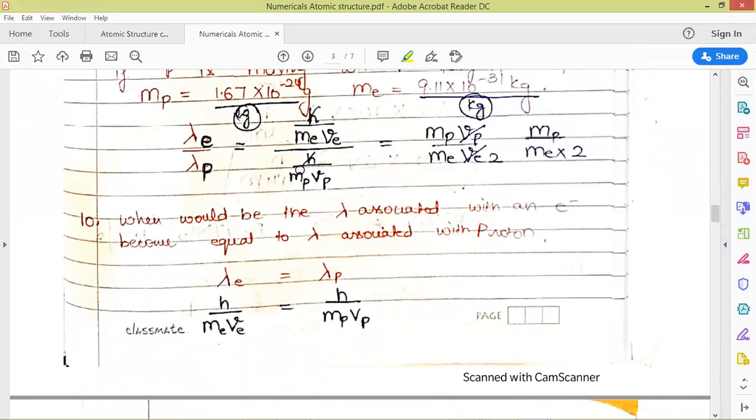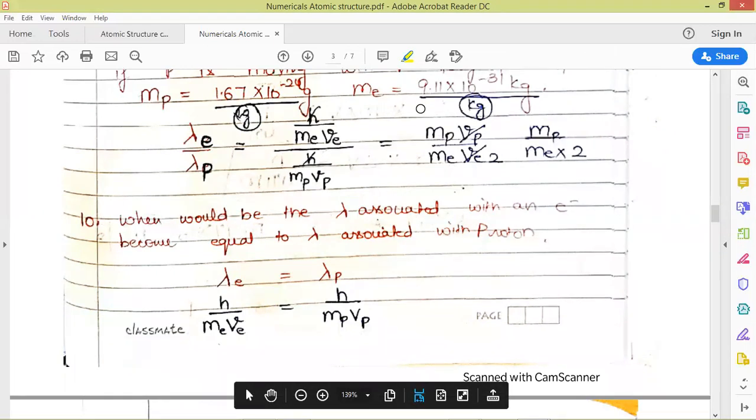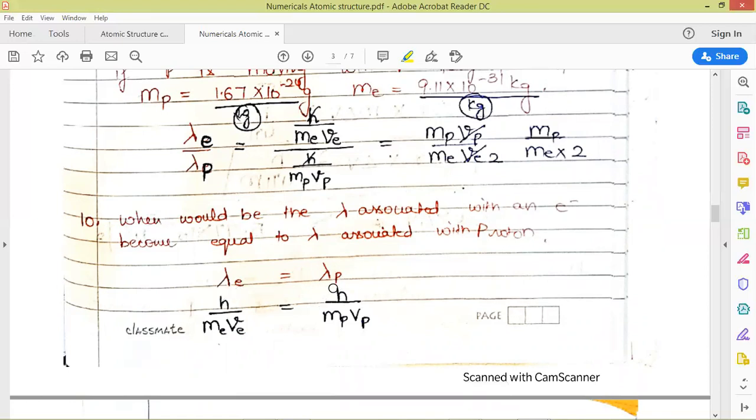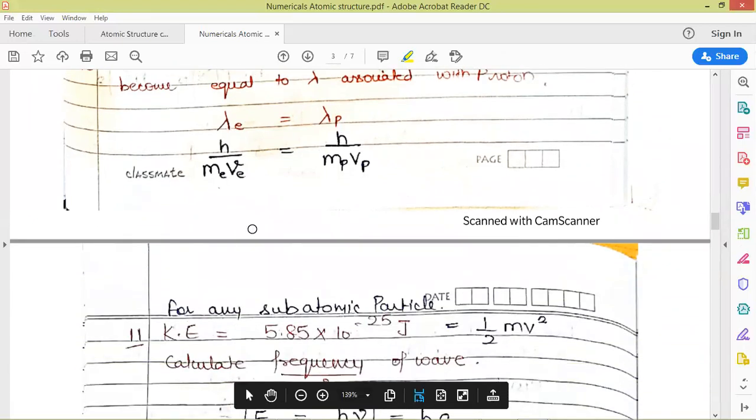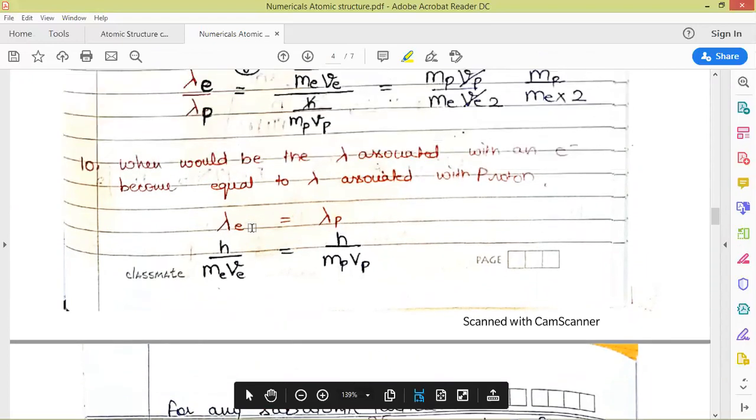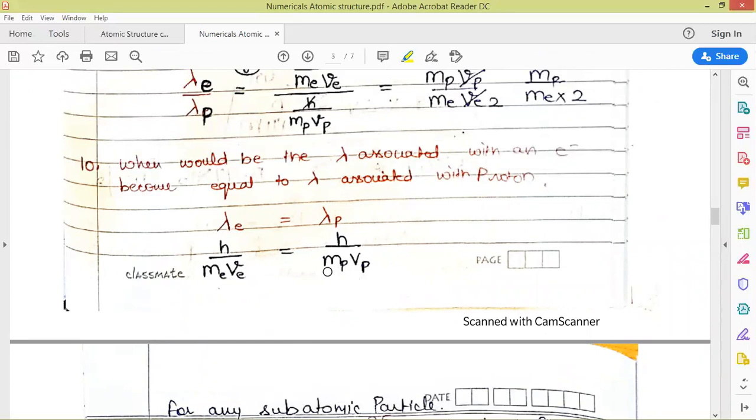When would the lambda associated with an electron become equal to lambda associated with a proton? For this question you will be given the masses. They are asking about the relationship between velocities, that is, at what speed lambda of electron is going to be equal to lambda of proton. So we'll equate both the lambdas and find out the relation between VE and VP. You will have to solve this by yourself. You will put the values of masses and set the lambdas equal, and from here you will get a value of VE in terms of VP.